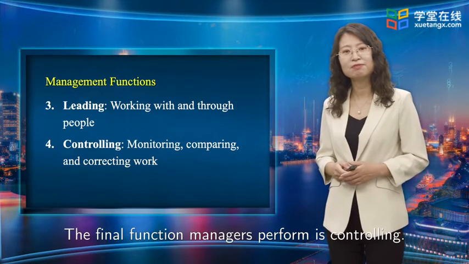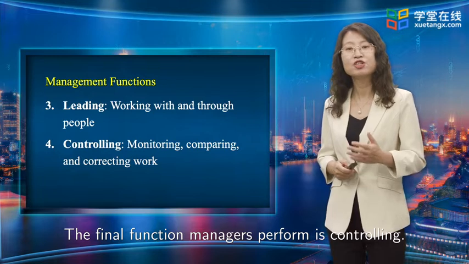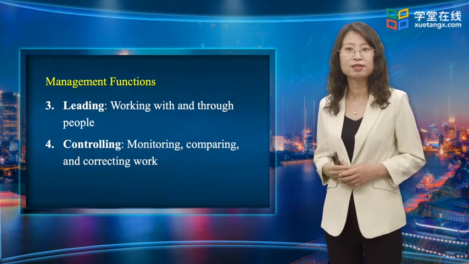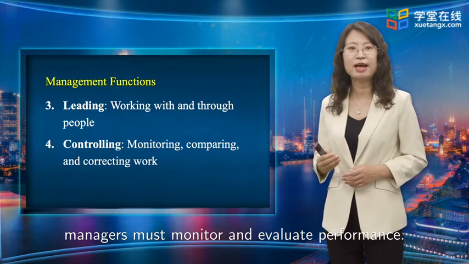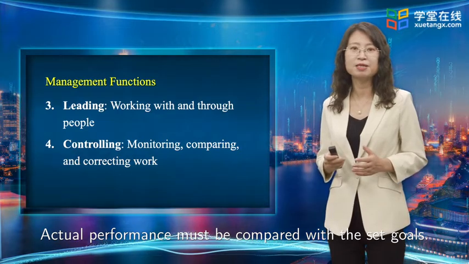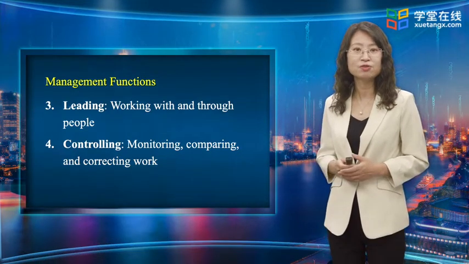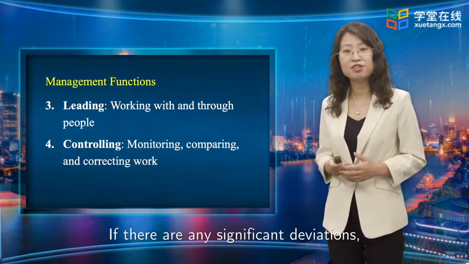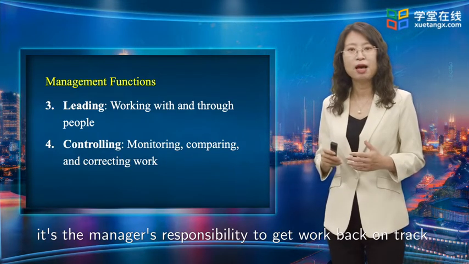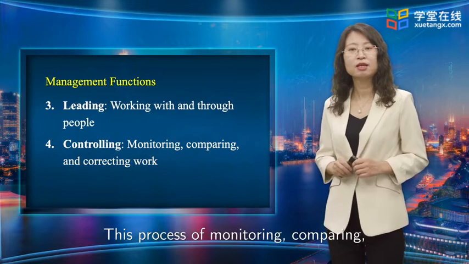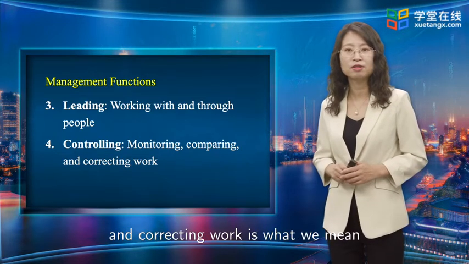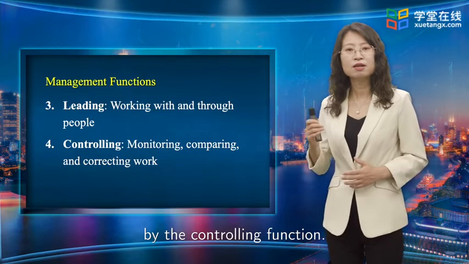The final function managers perform is controlling. To ensure that things are going as they should, managers must monitor and evaluate performance. Actual performance must be compared with the set goals. If there are any significant deviations, it's the manager's responsibility to get work back on track. This process of monitoring, comparing, and correcting work is what we mean by the controlling function.